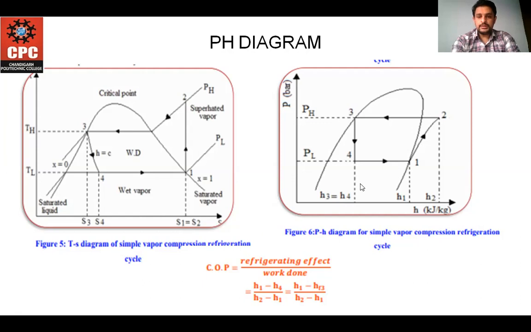So this is the refrigerating effect, and you can see what COP is. We have already discussed it. We know that COP is refrigerating effect upon work done. The refrigerating effect is H1 minus H4, and the work done is the work done by the compressor, which is H2 minus H1, as you can see.